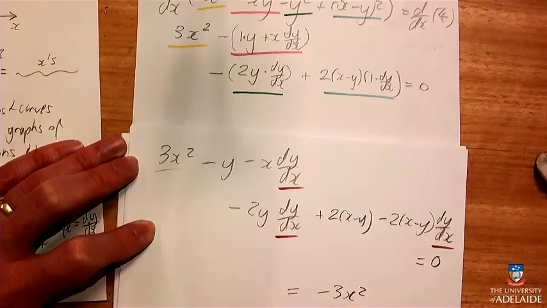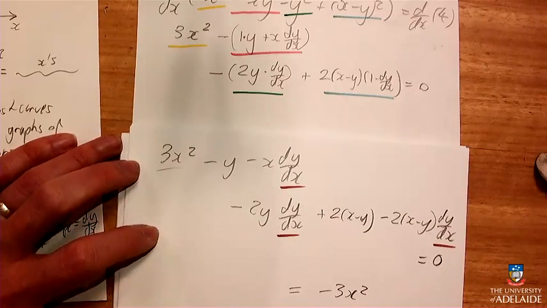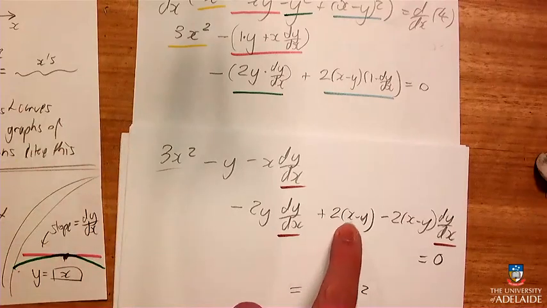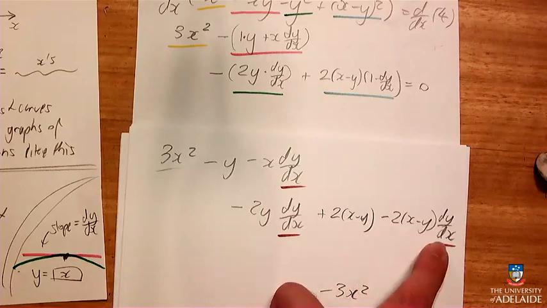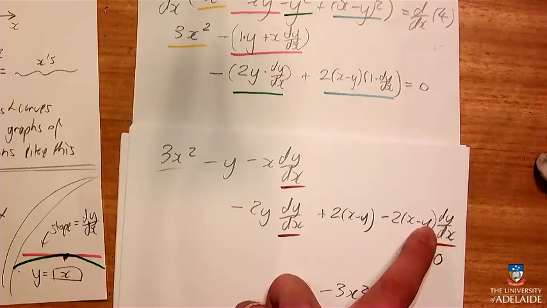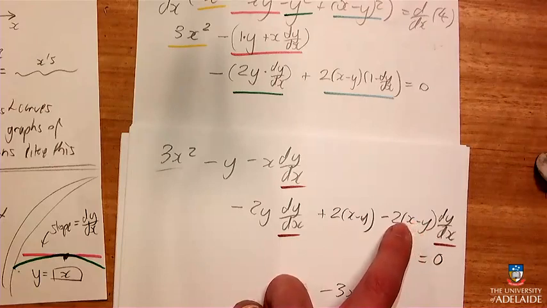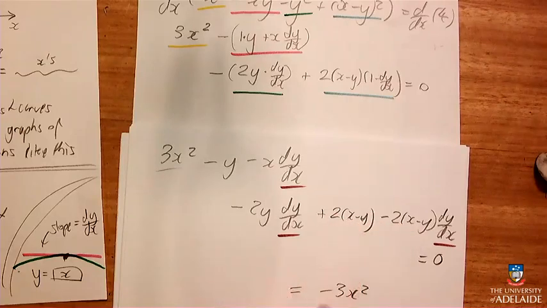Yes? Sorry, Centra. 2 times x minus y, and then after that it's negative 2x minus y dy by dx. So wouldn't it just be positive 2 and then negative dy by dx? Positive. Where's the positive 2? Yeah, over there. So how did you get that? How did I get this? Yeah.